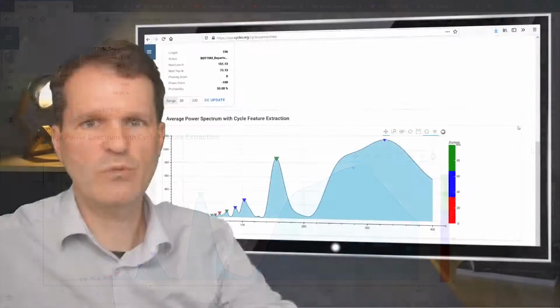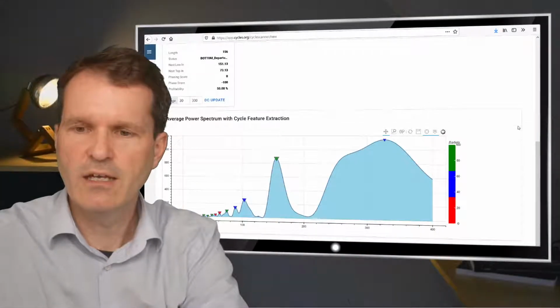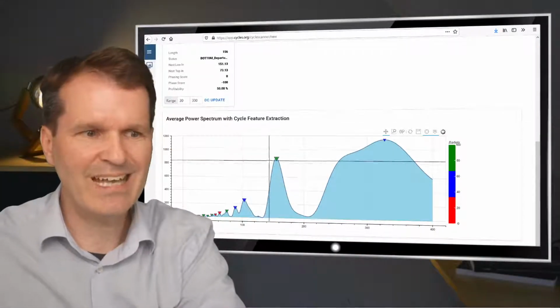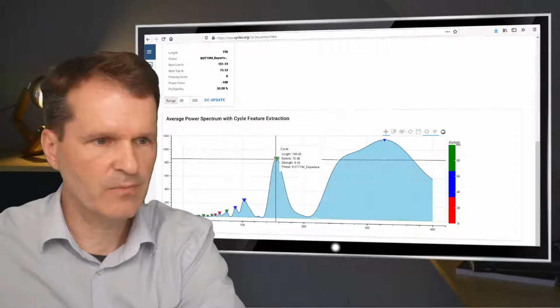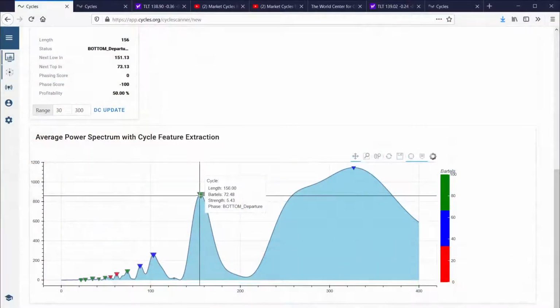And now we go down to the output of the cycle scanner here. And now you see again one clear peak standing out, and it has a length of 156 days again. So we're talking about trading days and not calendar days here.